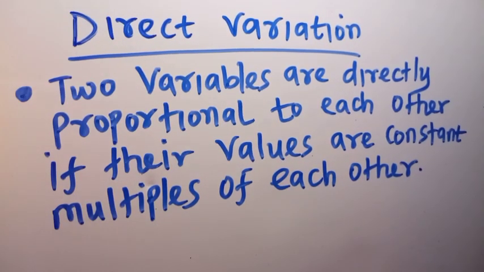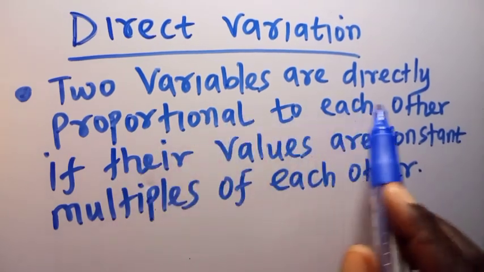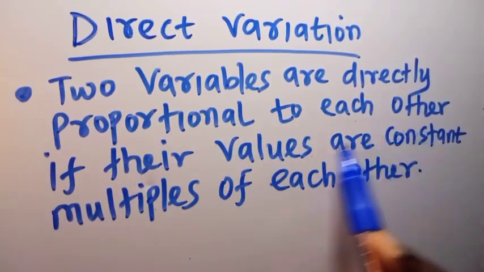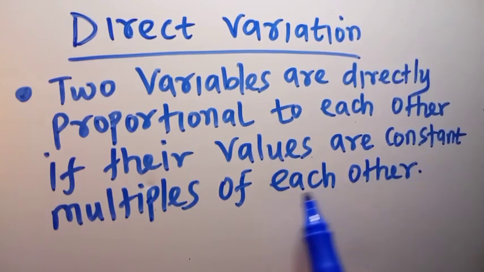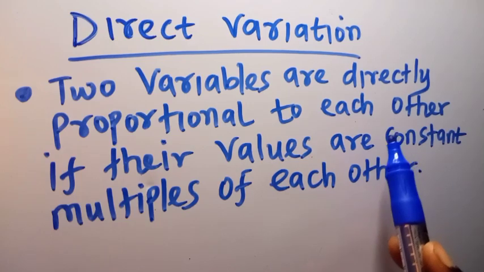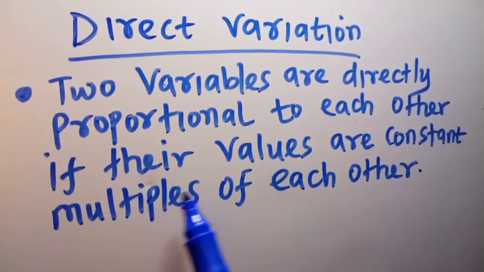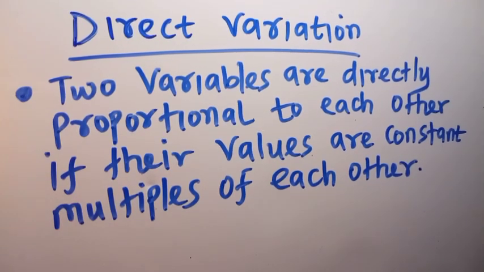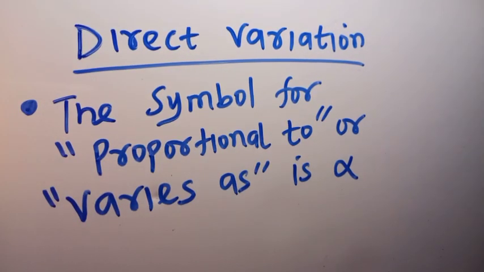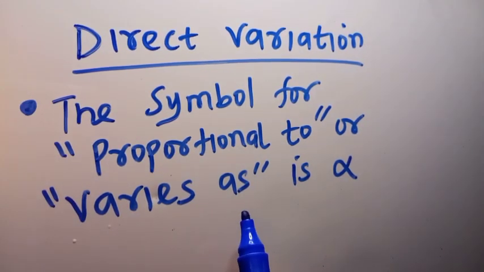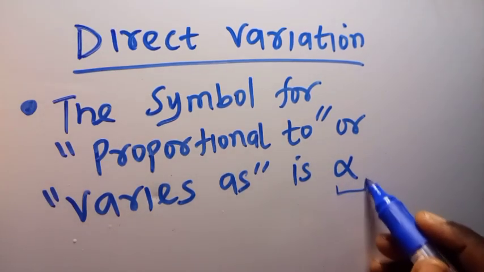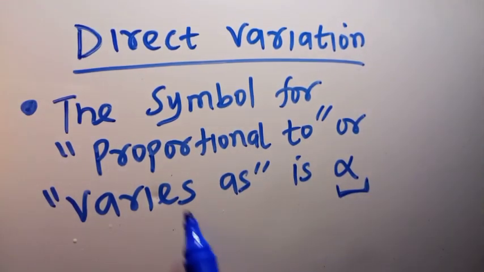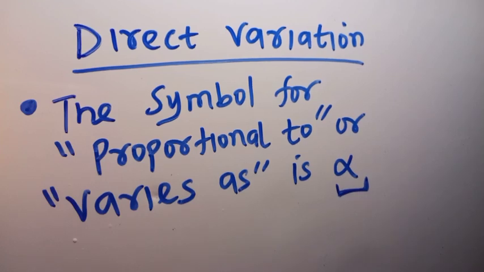In direct variation, we can say that two variables are directly proportional to each other if their values are constant multiples of each other. Secondly, this is the symbol for proportional to, or varies as, in direct variation.